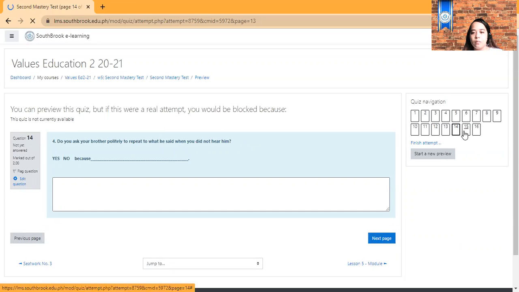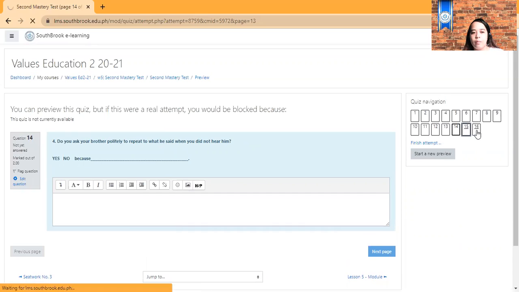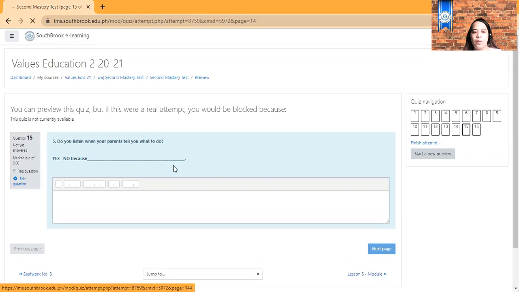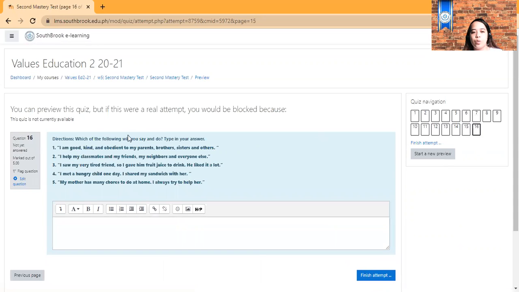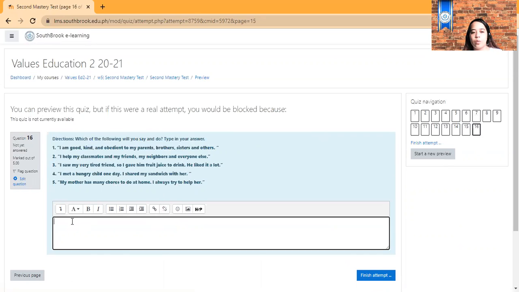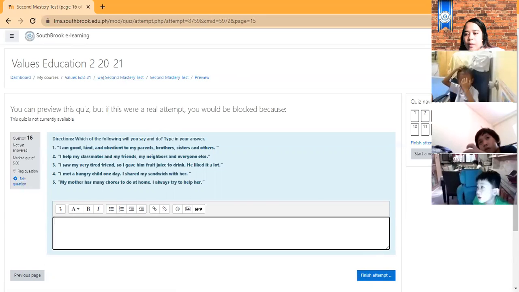And then in number 16, all you have to do is choose any of your answers here. The question is, which of the following will you say and do? Type in your answer, number 1, 2, 3, 4. So just type down your answer. Okay, so this values test is so easy. Do you have any questions with this part right here?